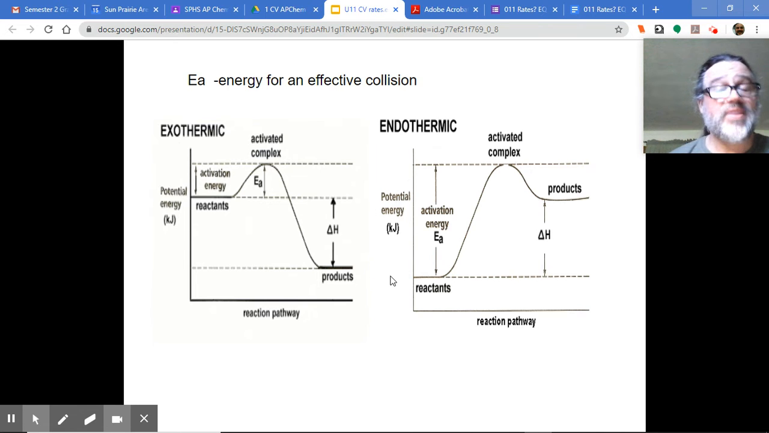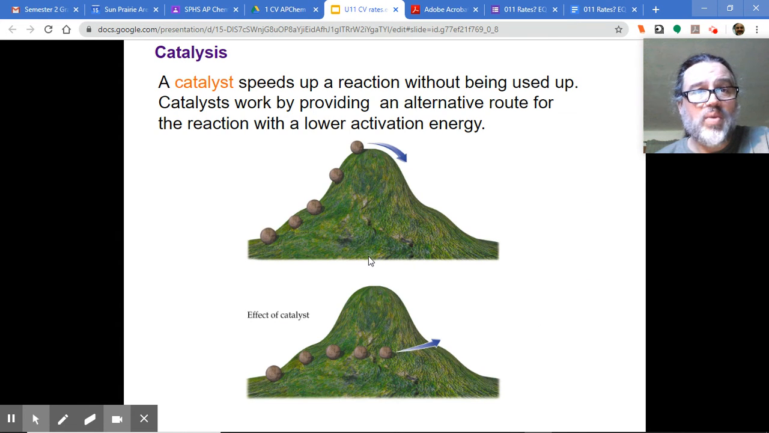So activation energy is a big idea, and it basically keeps things from spontaneously changing all the time because there's not necessarily all these little bits of energy around to cause the change. So a catalyst. What a catalyst does is it speeds up the reaction without being used up. Make sure you understand that definition. A catalyst speeds up a reaction without being used up. They work by providing an alternative route for the reaction with a lower activation energy.